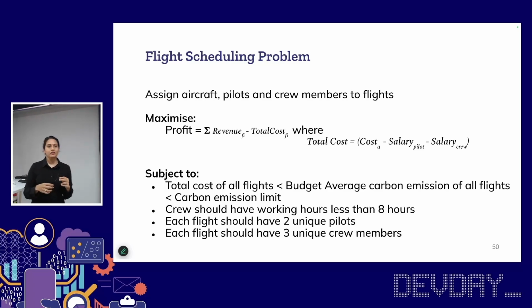Now, the second constraint is that I need to comply to certain legal limits for carbon emission. Many countries impose that over airlines now, and we need to minimize the carbon emissions from the flight getting operated. Then I need to also assign crew members so that they are not overworked. So I need to restrict the crew members' operating hours to less than 8 hours or whatever. And then I need 2 unique pilots and 3 unique crew members on every flight. So these are all the constraints that I am going to adhere to.